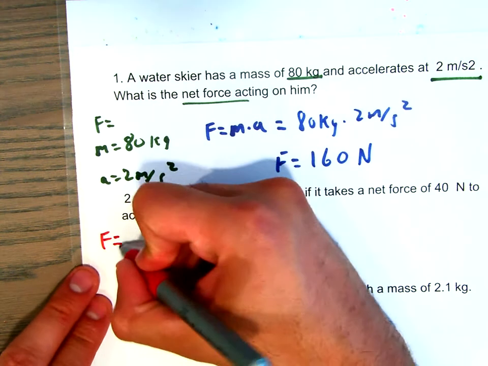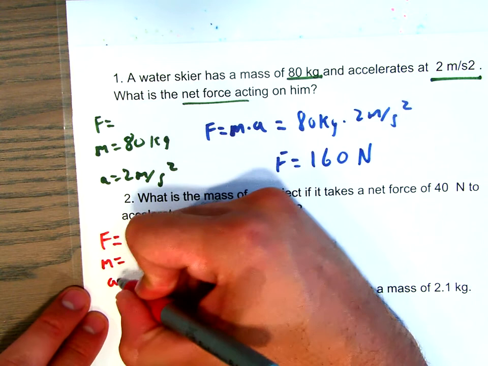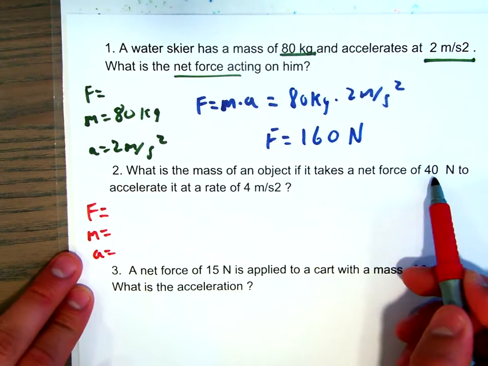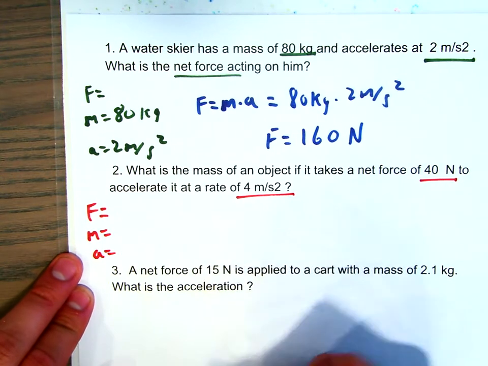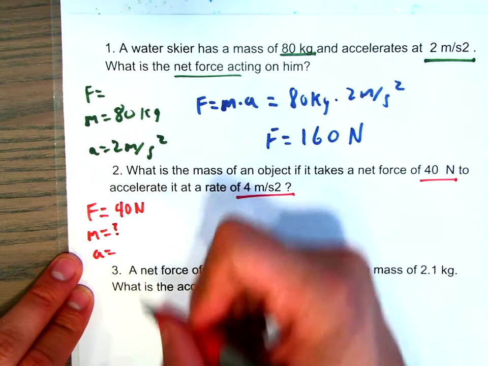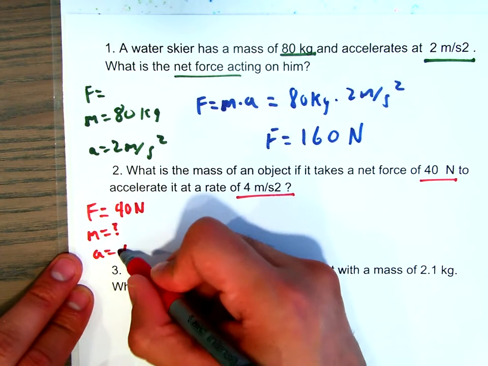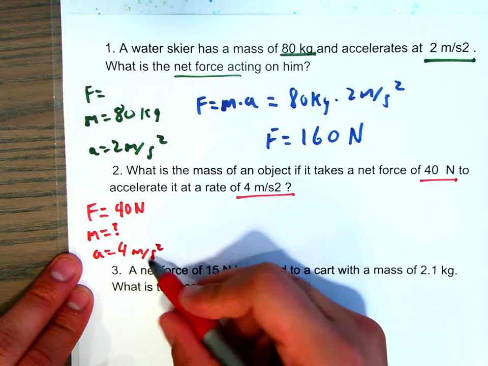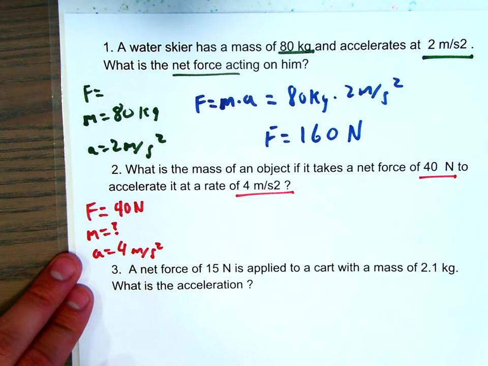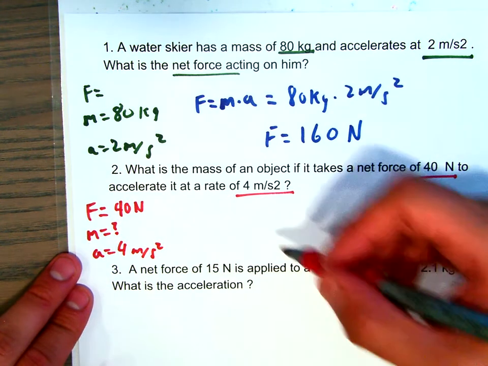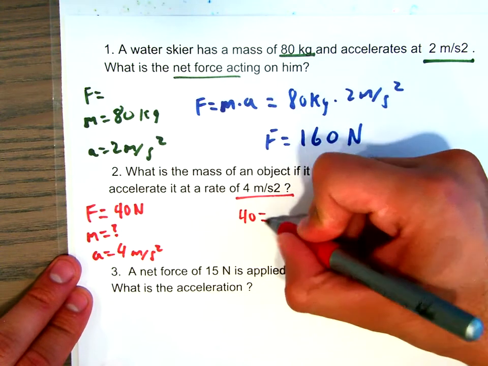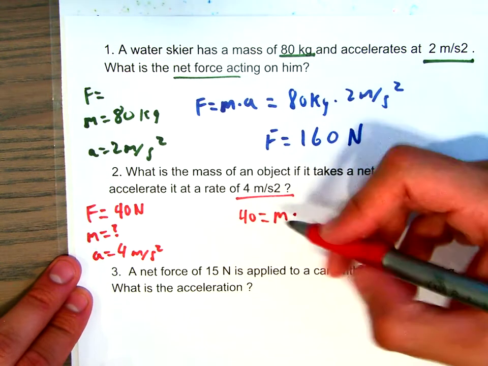In this example here, I am looking for mass. What is the mass of an object if it takes 40 newtons to accelerate it at a rate of 4 meters per second squared? So let's not put the units, let's just put the numbers. Okay, so there's a couple ways. Let's just do it by plugging everything in. So I'm going to plug it into this equation. So rather than F, I'm going to put 40 equals M times 4.